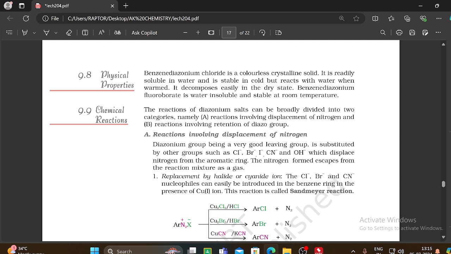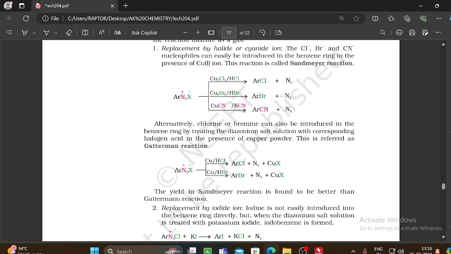Benzene diazonium chloride is soluble in water. Assertion. What is the reason? Because benzene diazonium salt is more polar, so it is soluble. That is the reason, because polar substances are more soluble in water. See, N2+ Cl-, polar in nature. So what is called polar? When it has charge, then it will be polar.